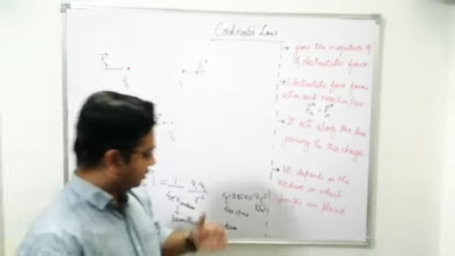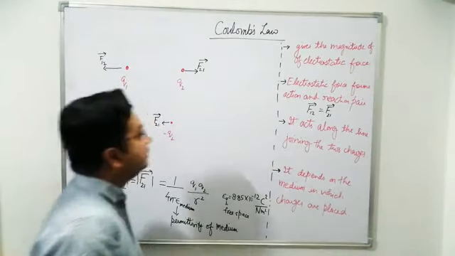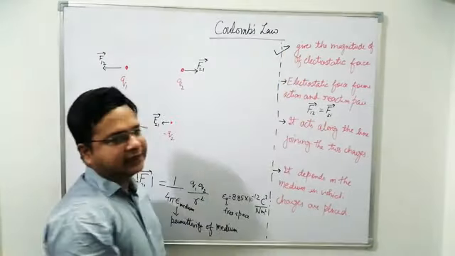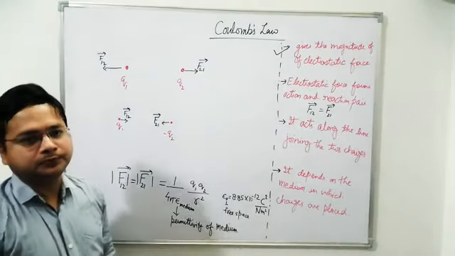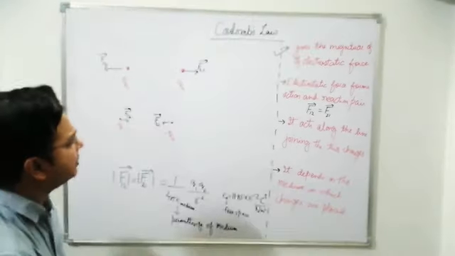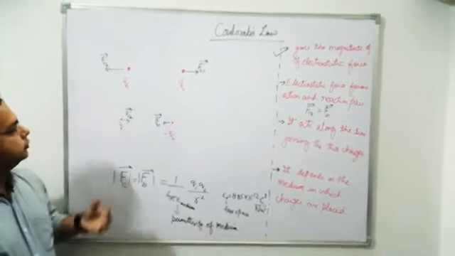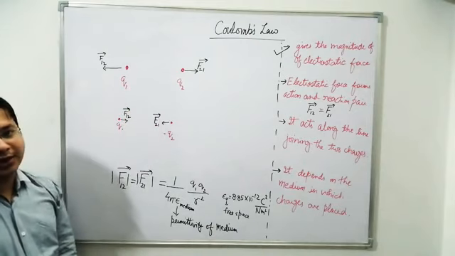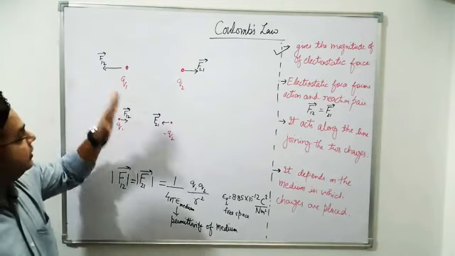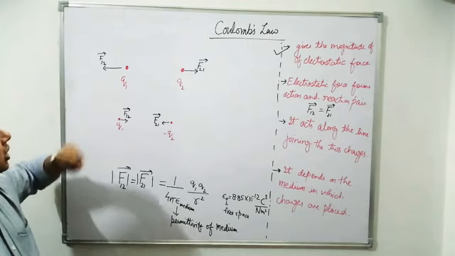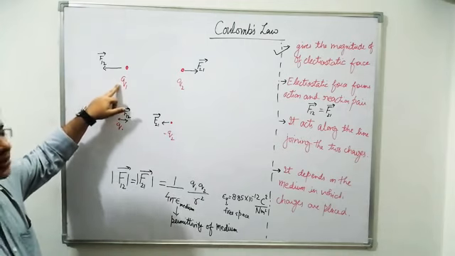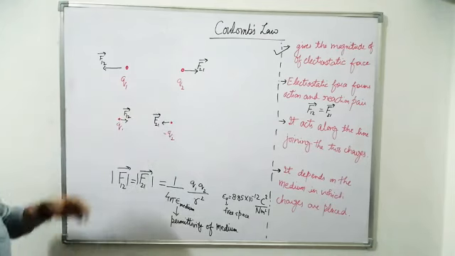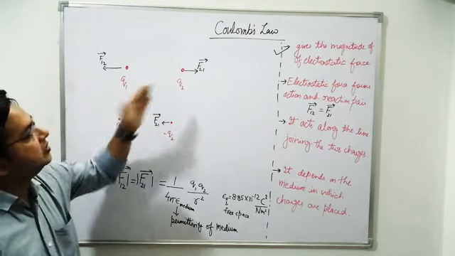The first point we are going to discuss is that it gives us the magnitude of the electrostatic force which acts between two charges. For example, let us suppose we have two charges Q1 and Q2 placed at a certain distance apart, and the nature of the charge is the same. You can see Q1 is positive and Q2 is also positive. As we know, like charges repel each other.